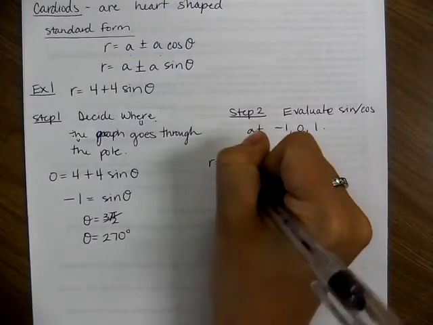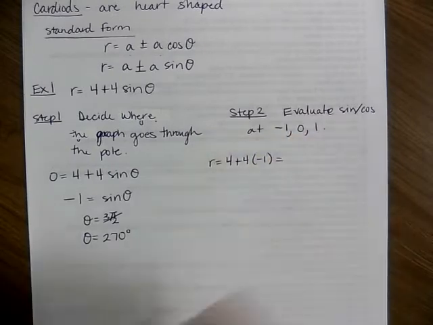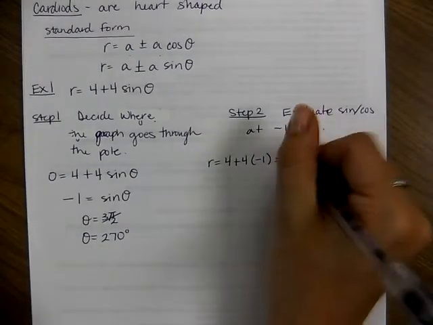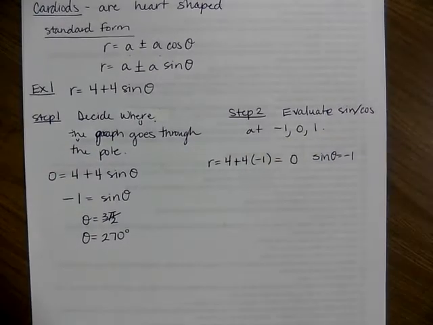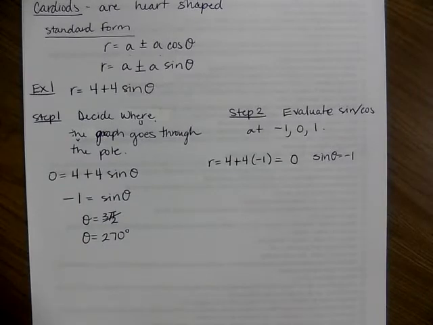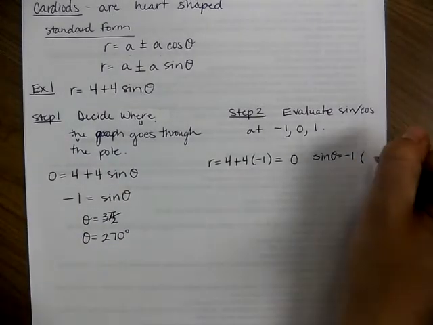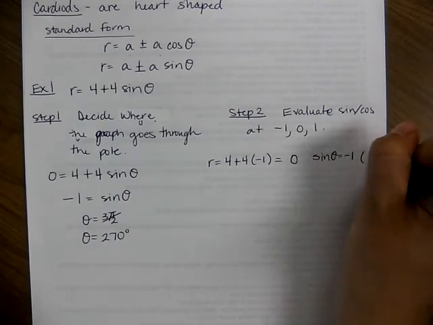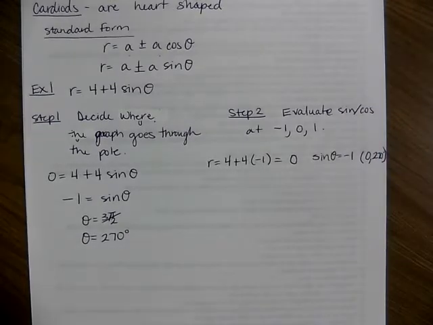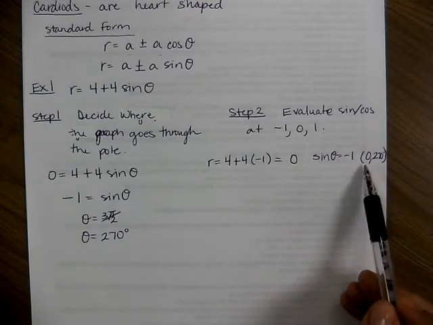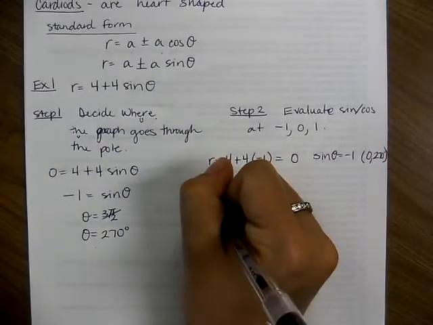So r equals 4 plus 4 times a negative 1 is going to give us 0. Okay, now we think to ourselves, where is sine equal to a negative 1? Just like we did yesterday. So where does that occur? At 3 pi over 2. And let's go with degrees just to practice. So 0, 270 degrees. Now let's think about this for a second. Why did we get 0, 270 degrees? Because isn't that where it's going to touch the pole? Right? So we kind of already knew that point. That was just finding it formally.